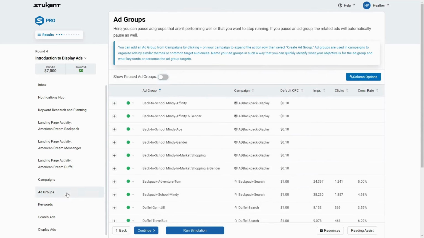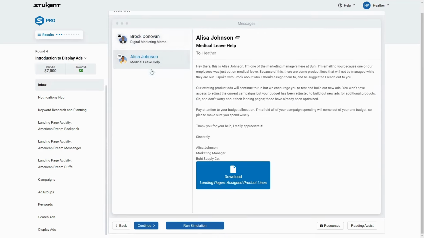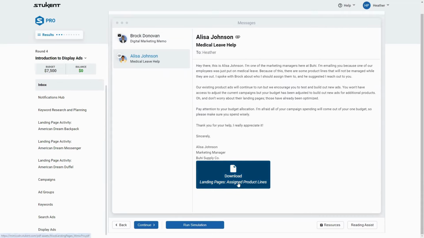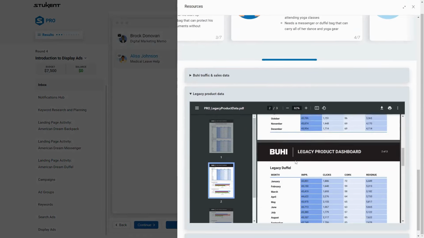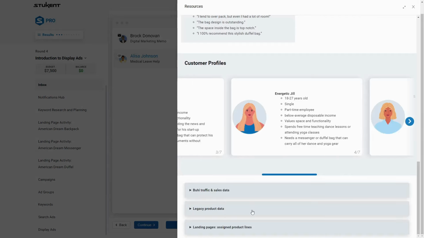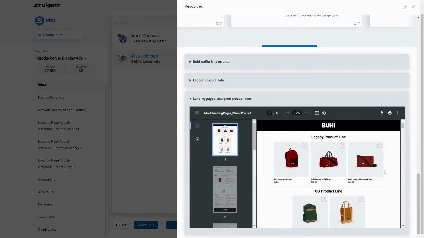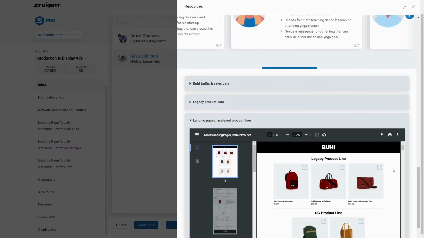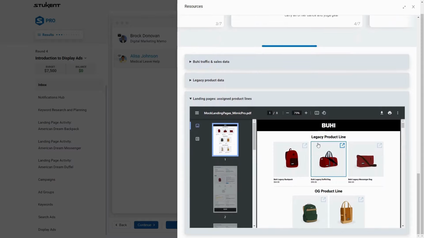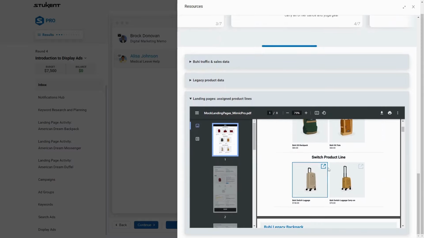weren't working for you. The other thing to mention that I did not talk about in my lecture opening was this medical leave help. And here you have the legacy product data, but you've also been given some new product lines. So I would recommend you go in and choose one for this round. Try and do one each time. So your big focus is the American Dream product backpack, but you can also try bringing in a legacy product, an OG product, or a switch product.